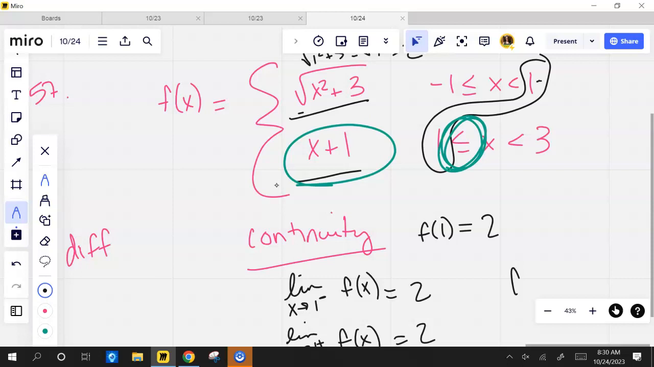And I have to make sure I say on my domain, because my domain runs from -1 to 3. Obviously, it's not continuous past that because it doesn't go on forever. But from -1 to 3, I am continuous. How about, what's the second part asking?